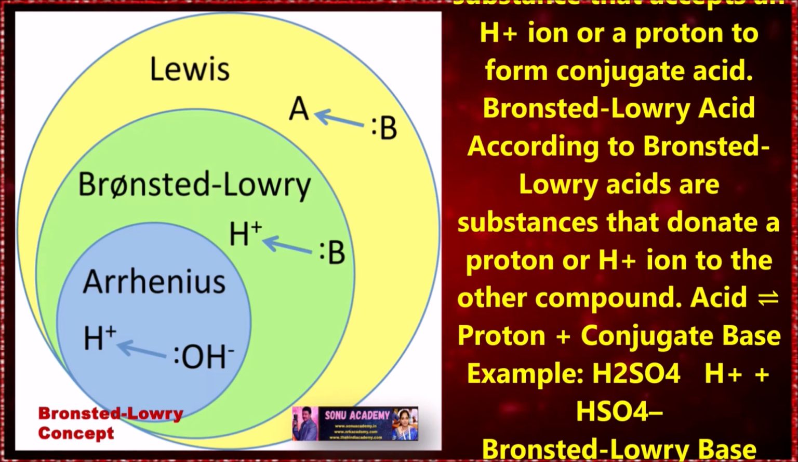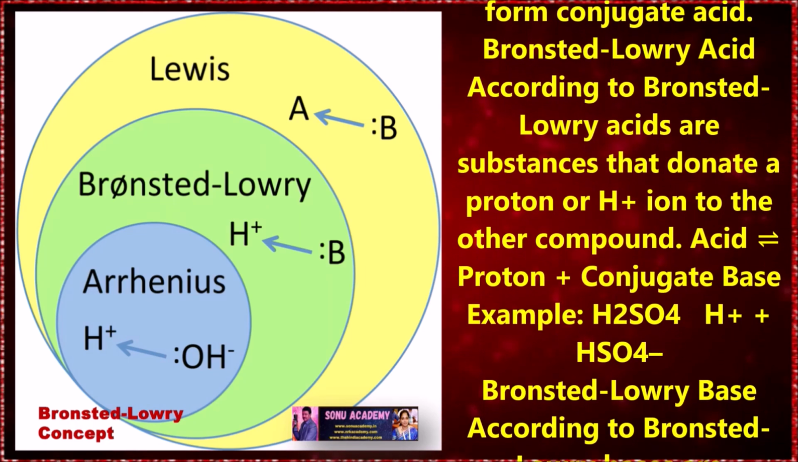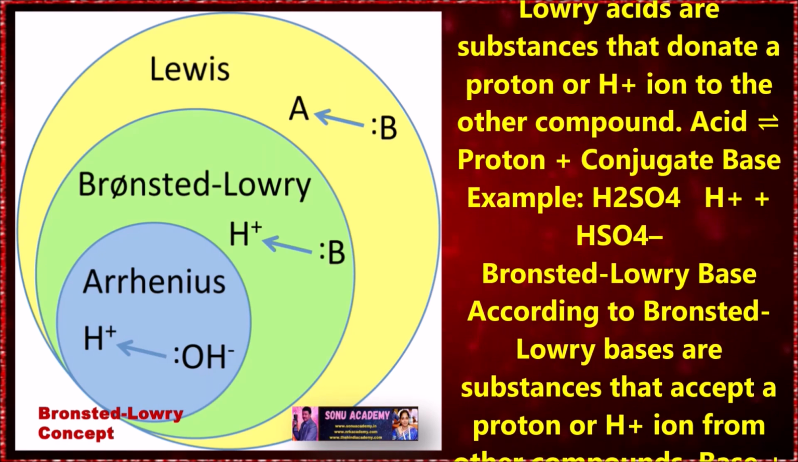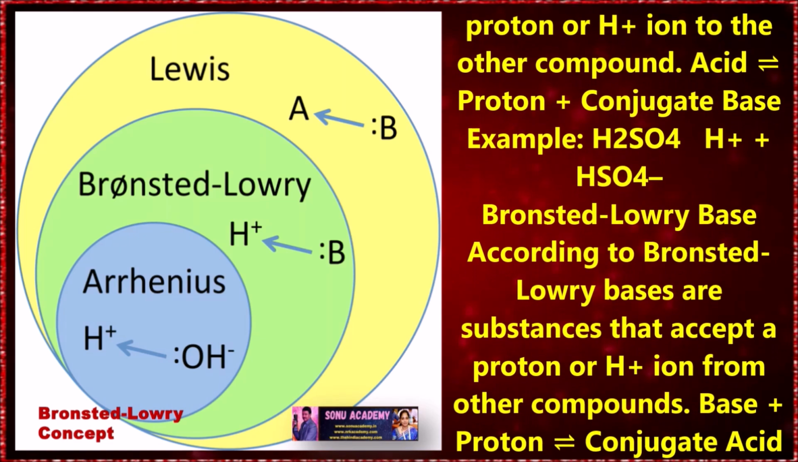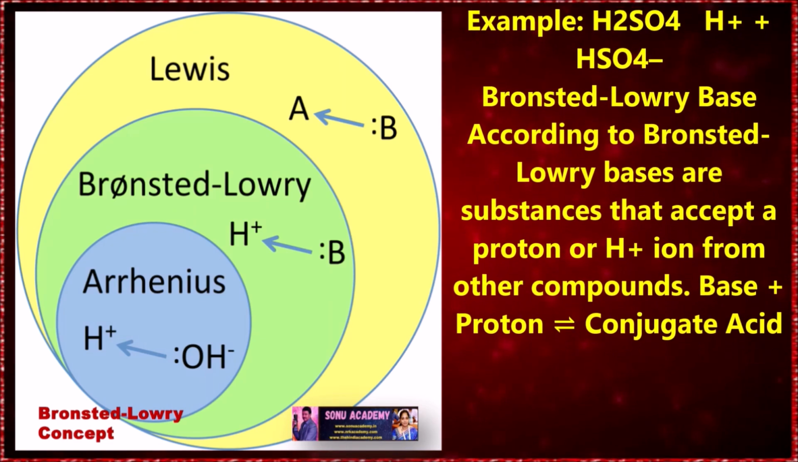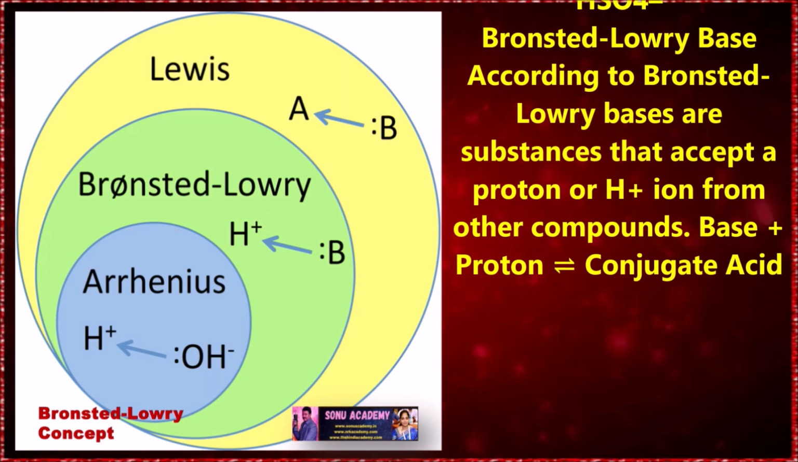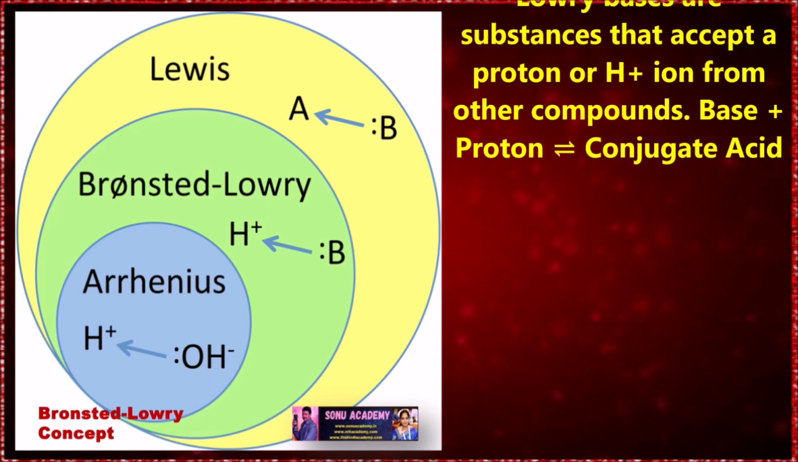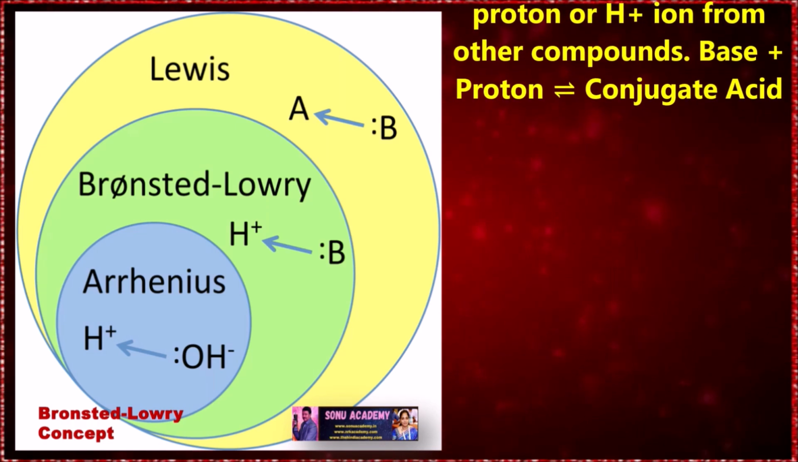According to Bronsted-Lowry, acids are substances that donate a proton or H+ ions to other compounds. Example: acid gives proton plus conjugate base. According to Bronsted-Lowry, bases are the substances that accept a proton or H+ ion from other compounds. Base plus proton gives conjugate acid.